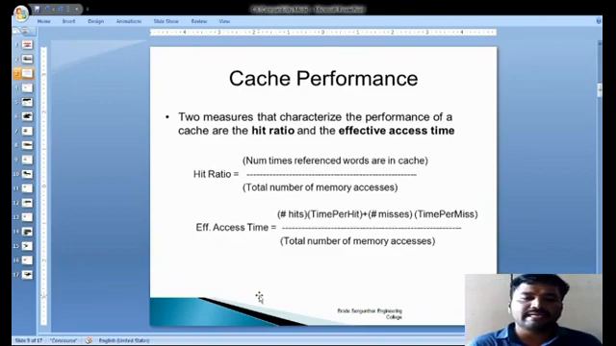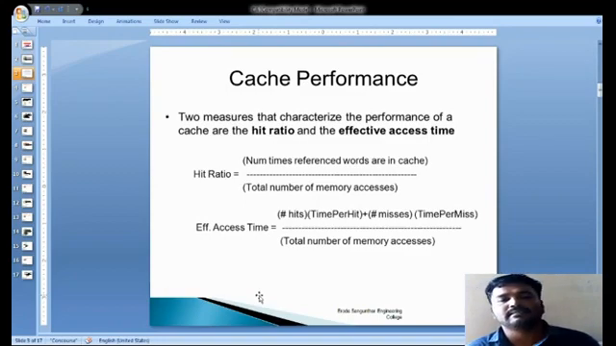Okay, I will read out again: hit ratio is equal to the number of times referenced words are in the cache to the total number of memory accesses. Whereas effective access time is the ratio between the total number of hits and time per hit, summed with the total number of misses and time per miss, to the total number of memory accesses.